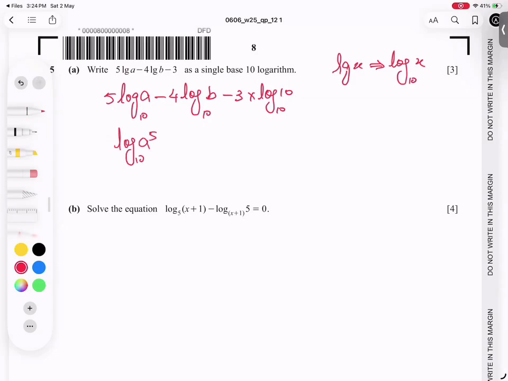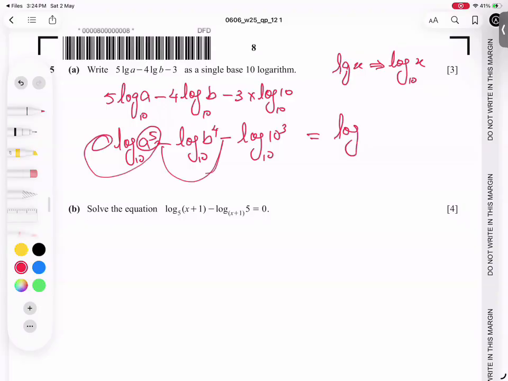Log base 10 of a to power 5 minus log base 10 of b to power 4 minus log base 10 of 10 to power 3. Now I can write one logarithm, and for your information, there's a plus sign here, so this will go up, and these negative signs, so both these values will go in the denominator. So a to power 5 up, and this is 1000, so I can write here 1000 and b to power 4 in the denominator. You write in bracket or you don't write in bracket, no problem at all.